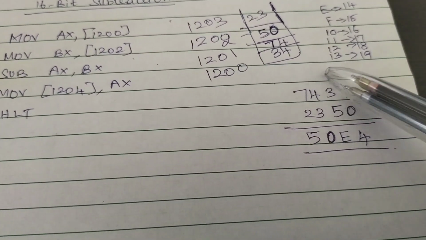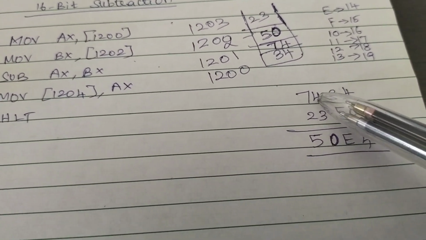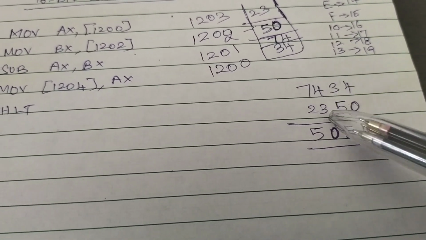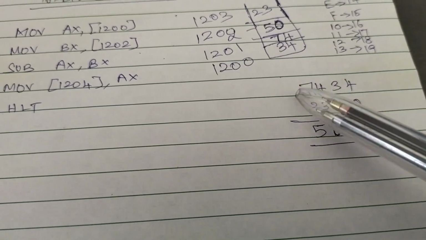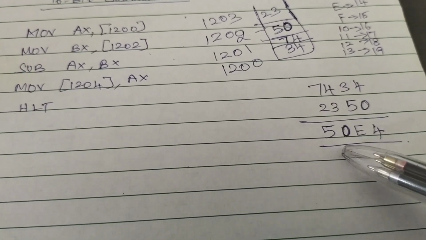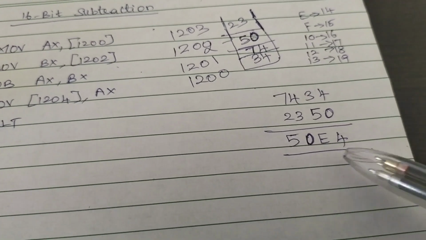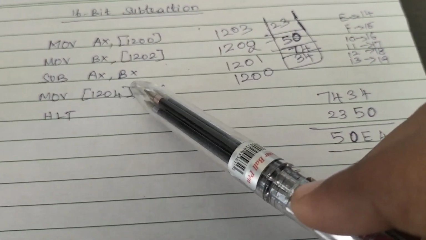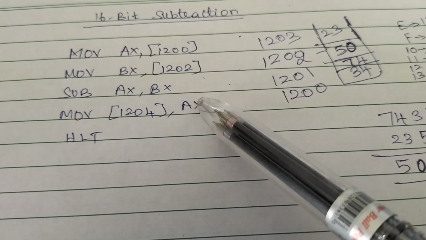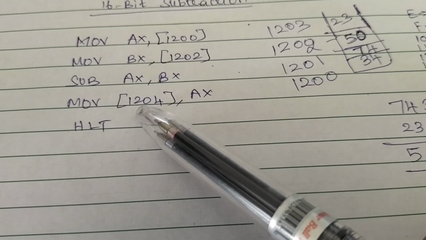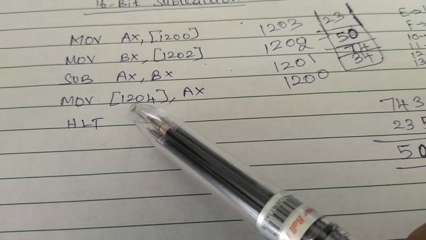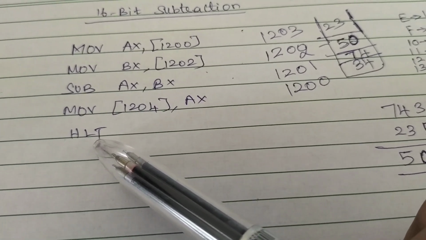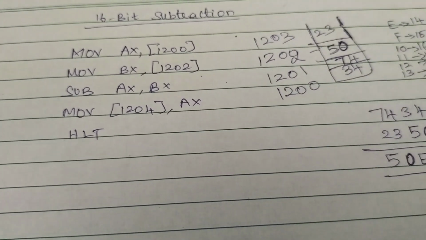Once we get the borrow here, this value becomes 3. So 3 minus 3 is nothing but 0, and then 7 minus 2 is nothing but 5. So you get the output 50E4, which is stored in the AX register. That AX register you are moving to the next memory location, 1204. And finally we give HLT to stop the program.